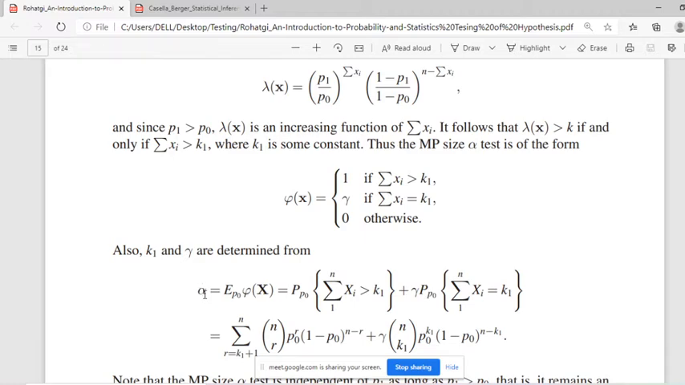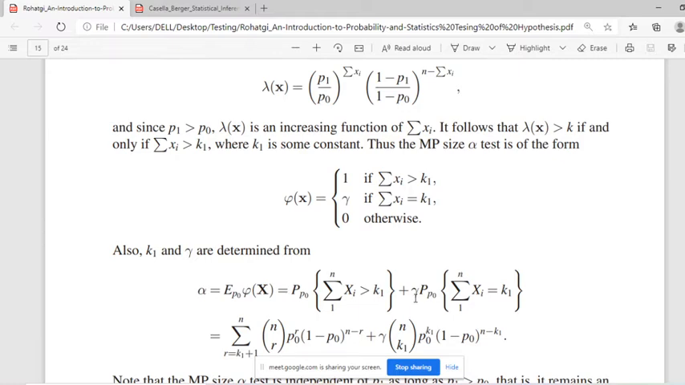That is, alpha is equal to the expectation of phi of x under p0. So that can be computed like this: 1 into the probability of summation xi greater than k1, plus gamma into the probability of summation xi equal to k1, plus 0 into the probability of otherwise. We need not write the 0 term, so just write the first and second terms: the probability of summation xi greater than k1 under p0 plus gamma into the probability of summation xi equal to k1 under p0.